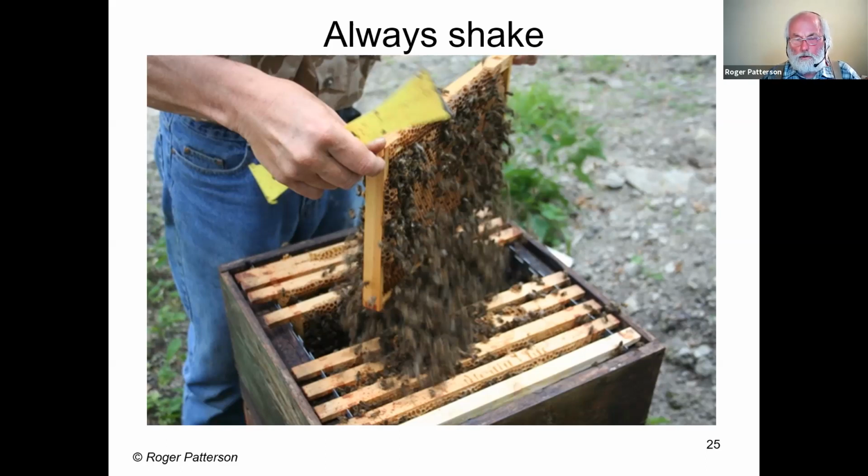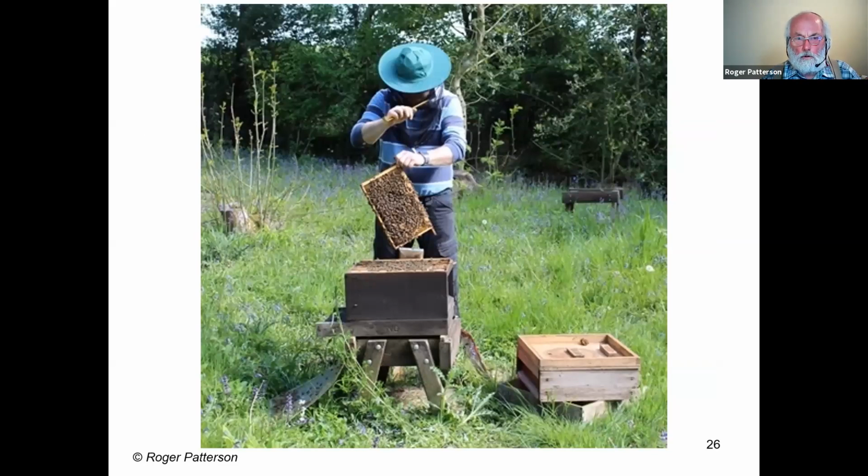I don't like shaking in the box because I've only ever seen 5 queens killed in 57 years. 2 of them were on the same day by 2 different demonstrators at the same event, shaking down inside the box. So that's why I don't do it. Shake across the box like that. So if the queen happens to be on there, she's going straight down into the box rather than over the side.